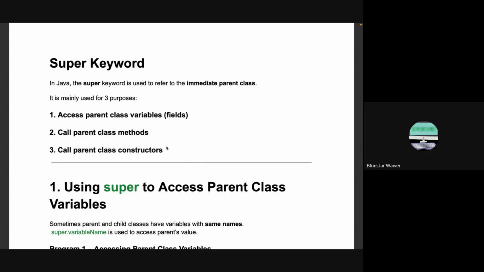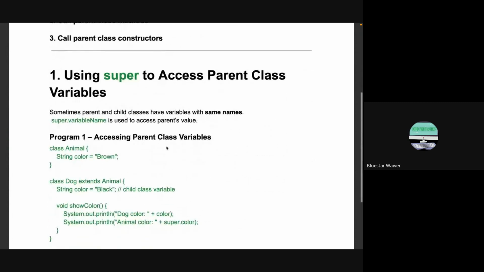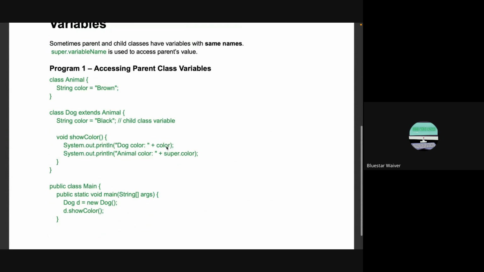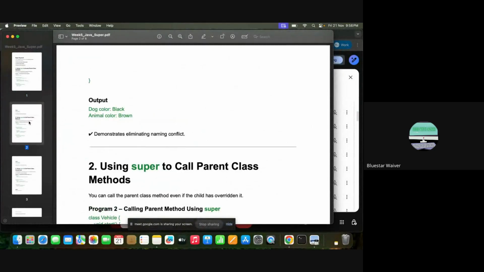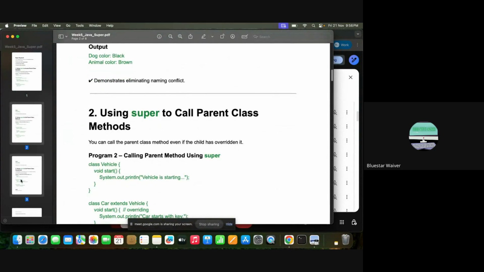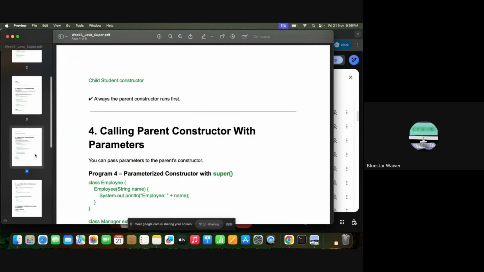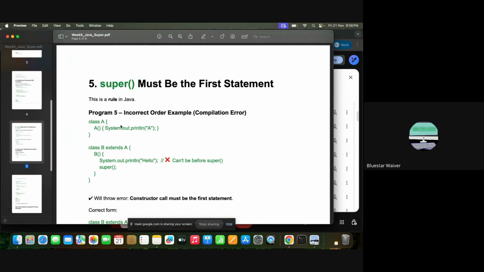You only have to write 3 points. Are you writing everything from here to here? Okay, done, good. So let me see. Now to write the program, all the different types of super, I'll explain each and everything.